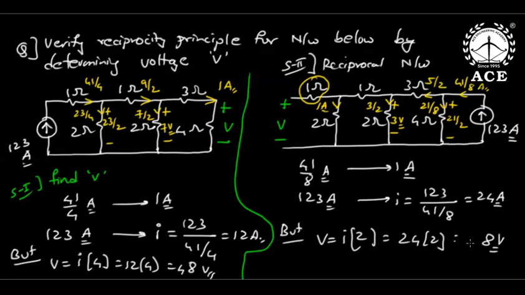Fantastic answer we got. KCL, KVL I did. So here 123 ampere is giving there 48 volts. Here also 123 is giving 48 volts. So the principle of reciprocity is valid.